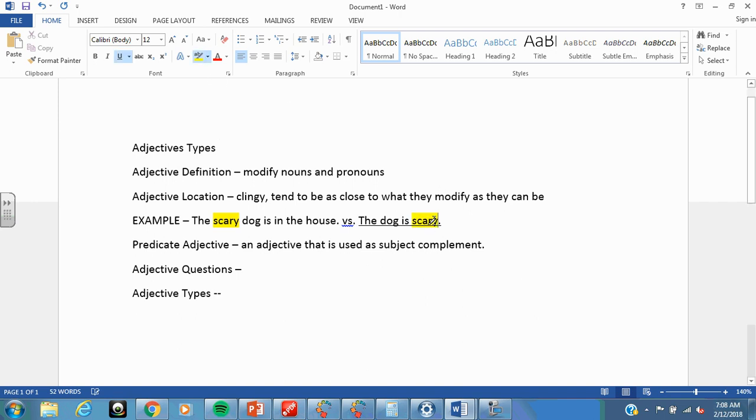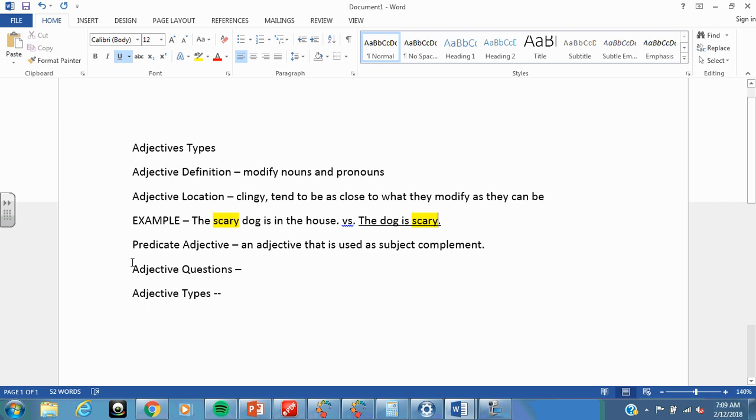Correct. It would be scary again, and it's referring to dog. It's still modifying dog, but it's acting as a subject complement. So that's really the only time when the location is going to be a little different than it being right in front, the adjective being right in front or right behind the word that it is modifying.